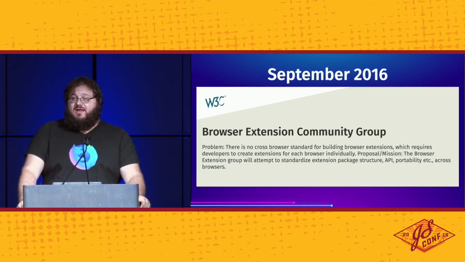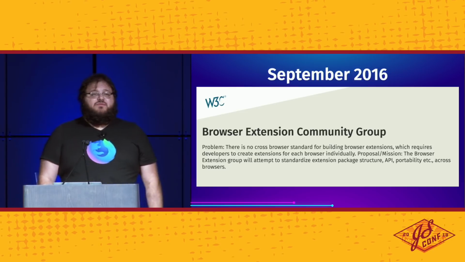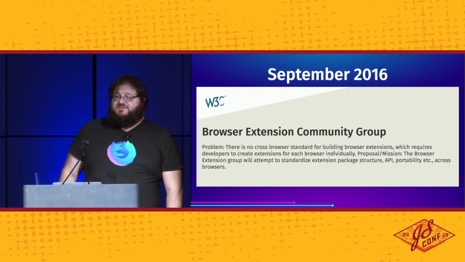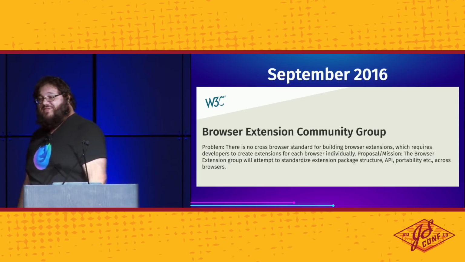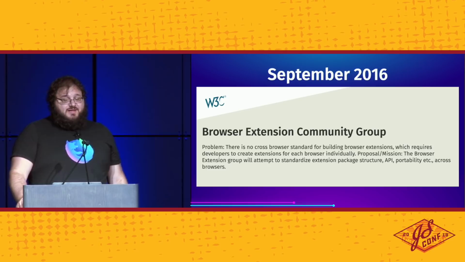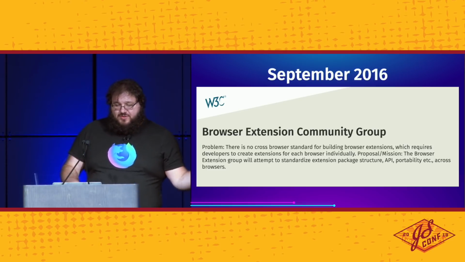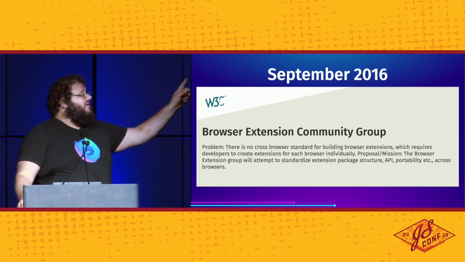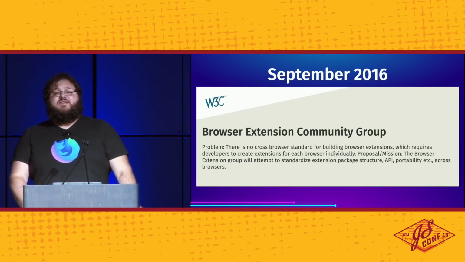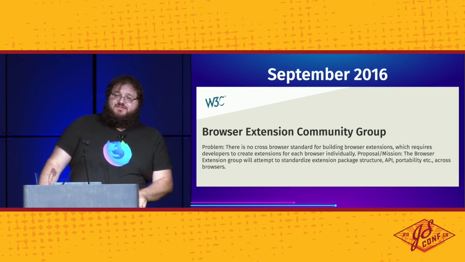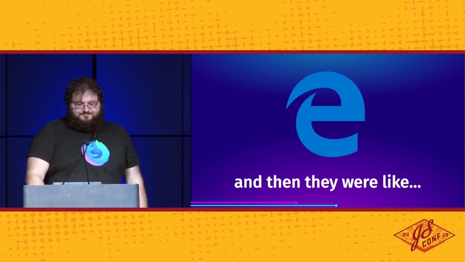Then we, along with a couple other parties, went to the W3C and said, hey, what if there was an API surface for extensions that was standardized the same way there are API surfaces for the web that are standardized? And we sort of haven't made a ton of progress here. However, the browser extension community group was founded with the goal of creating a cross-browser set of APIs for building browser extensions, sort of a browser-level version of web APIs.